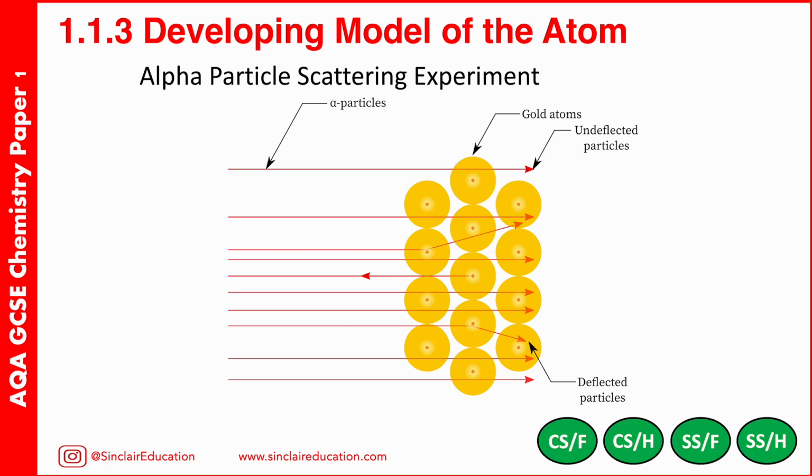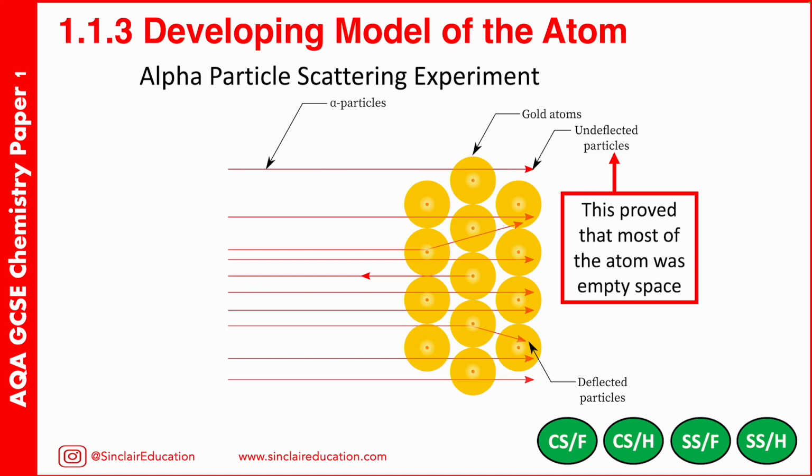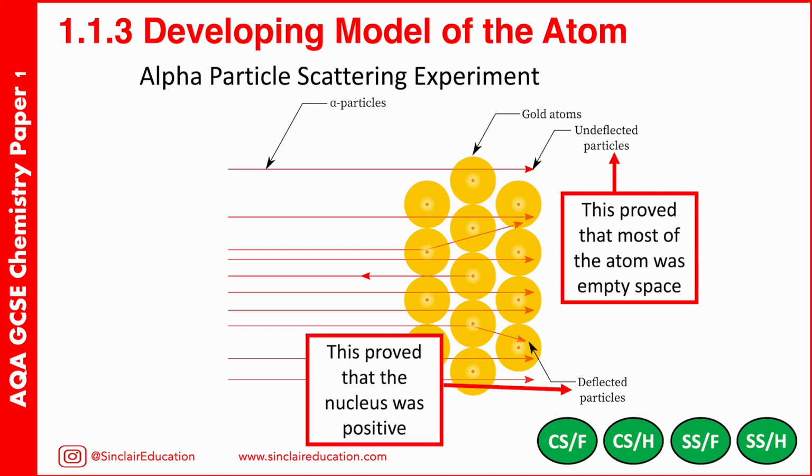And this was done by Rutherford. He got a really thin sheet of gold and he fired small particles known as alpha particles at this sheet of gold. Now what he found was that the majority of those alpha particles went straight through the sheet of gold, which was his evidence that the atom must be mostly empty space. So his observation was they went straight through. What that proved was the atom was mainly empty space.